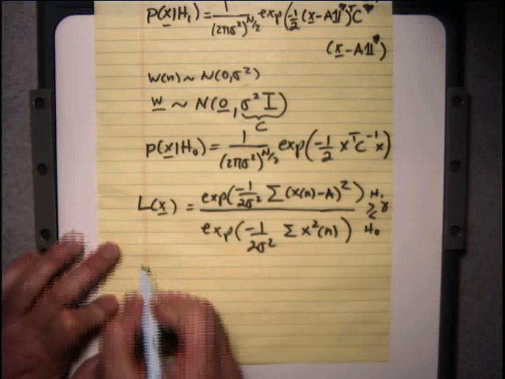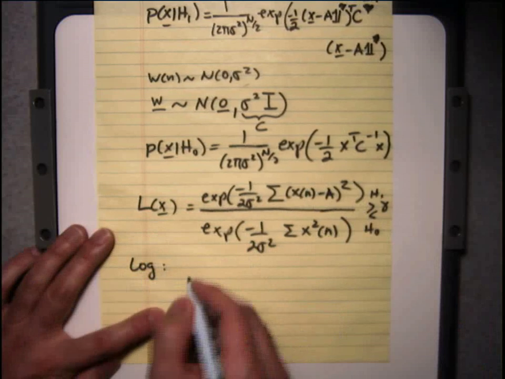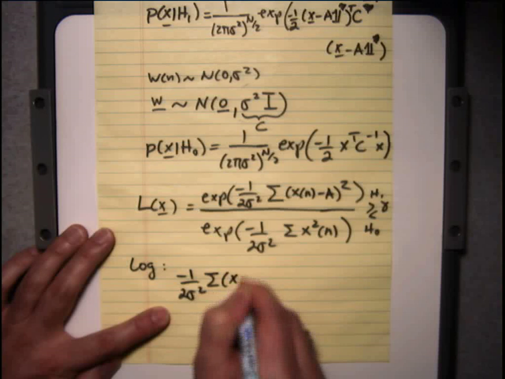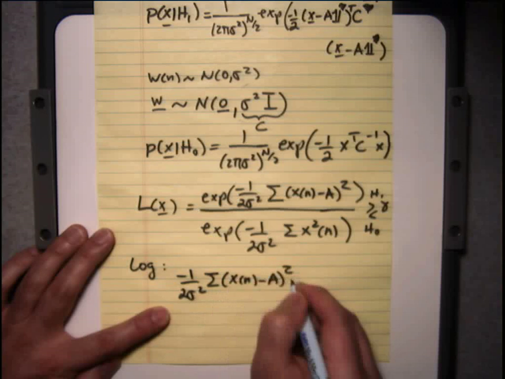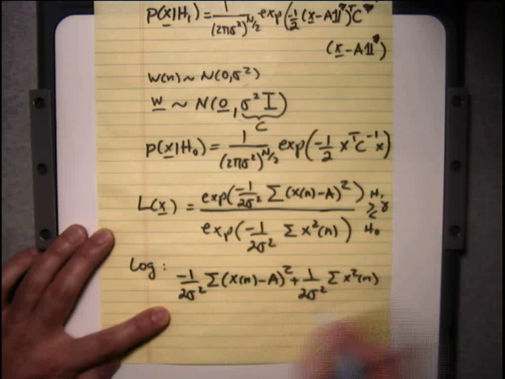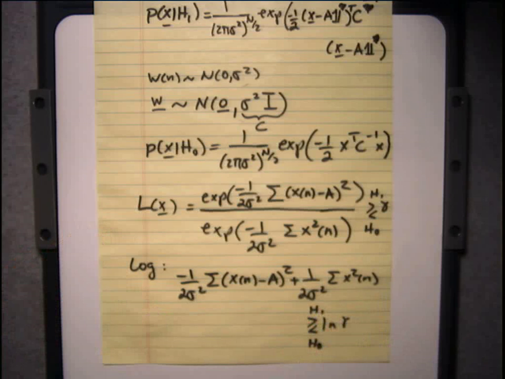Okay? So you take log and you simplify, and what you get is minus 1 over 2 sigma squared sum of (x of n minus a) squared plus 1 over 2 sigma squared sum of x squared n. Now this is no longer going to be compared to gamma, but rather it's going to be compared to the log of gamma, right? H1 and H0. Does that make sense? Okay.